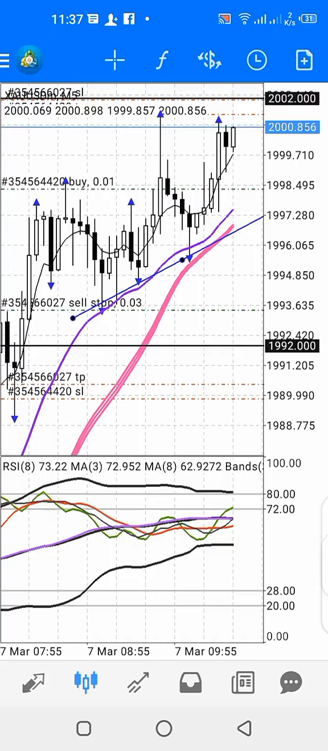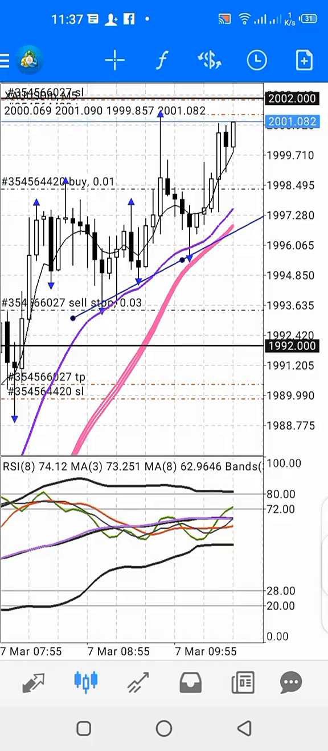So you have to disable the robot. In case you are able to get the robot, you disable it, and then you start to monitor your trades so that you end up closing in profit.